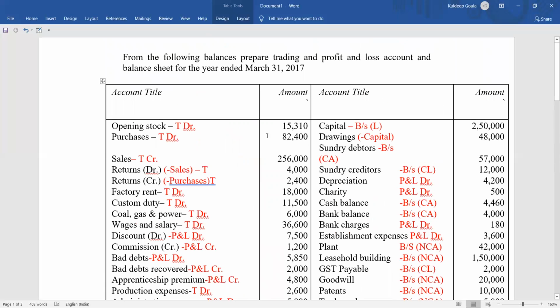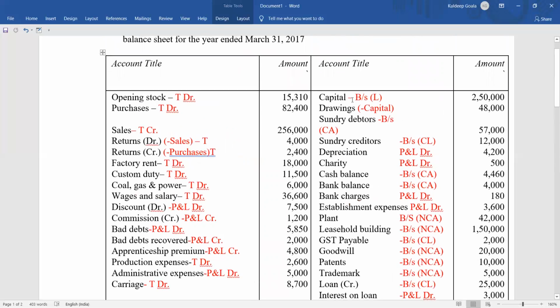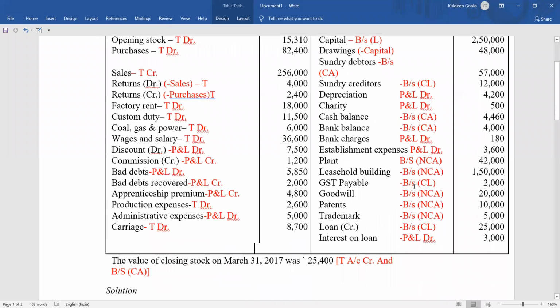Then coming to the next one, in the other side, what is there? First of all, we can see that there is capital, so that will not come here. Then drawings will not come here. Sundry debtors will not come here. Sundry creditors, no. Let's see what is the next item. No, there's no more item. Now let's see what is in the adjustment.